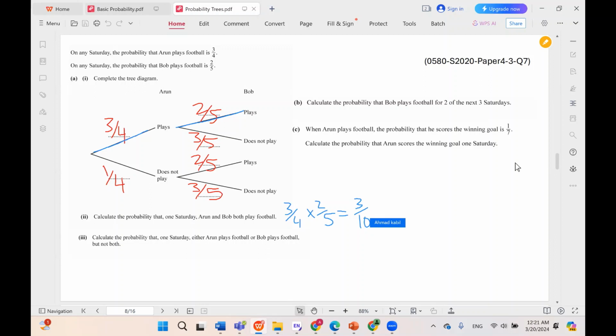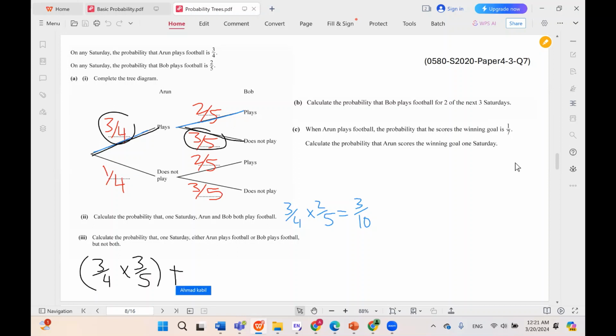For part (a)(ii), we want the probability that either Aaron plays or Bob plays, but not both. So we have either Aaron plays and Bob does not play, so we have these two numbers together: 3/4 times 3/5. Or we have that Aaron does not play, but Bob plays. And in this case, we're going to multiply these two numbers together: 1/4 multiplied by 2/5.